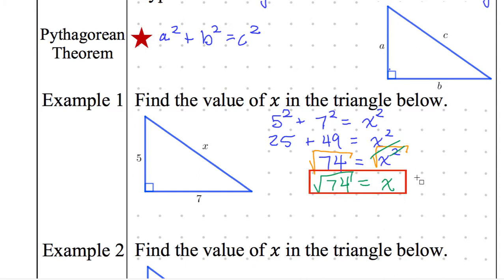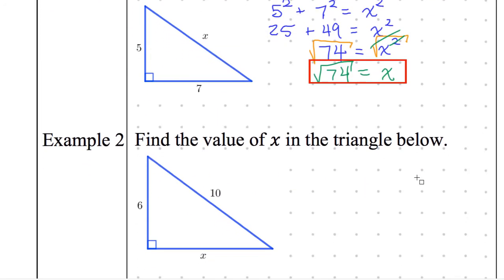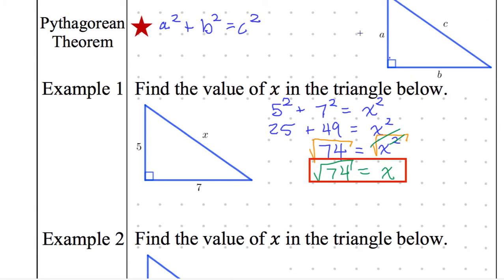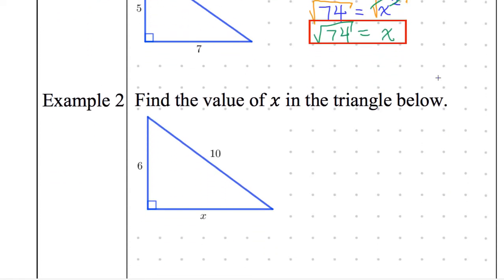Okay, so now we're going to go kind of backwards, where we are given the hypotenuse and we need to find one of the legs. So again, you're just using the Pythagorean theorem. Here it is again: a squared plus b squared equals c squared. The legs, you add them up when they're squared and you set equal to the hypotenuse squared.